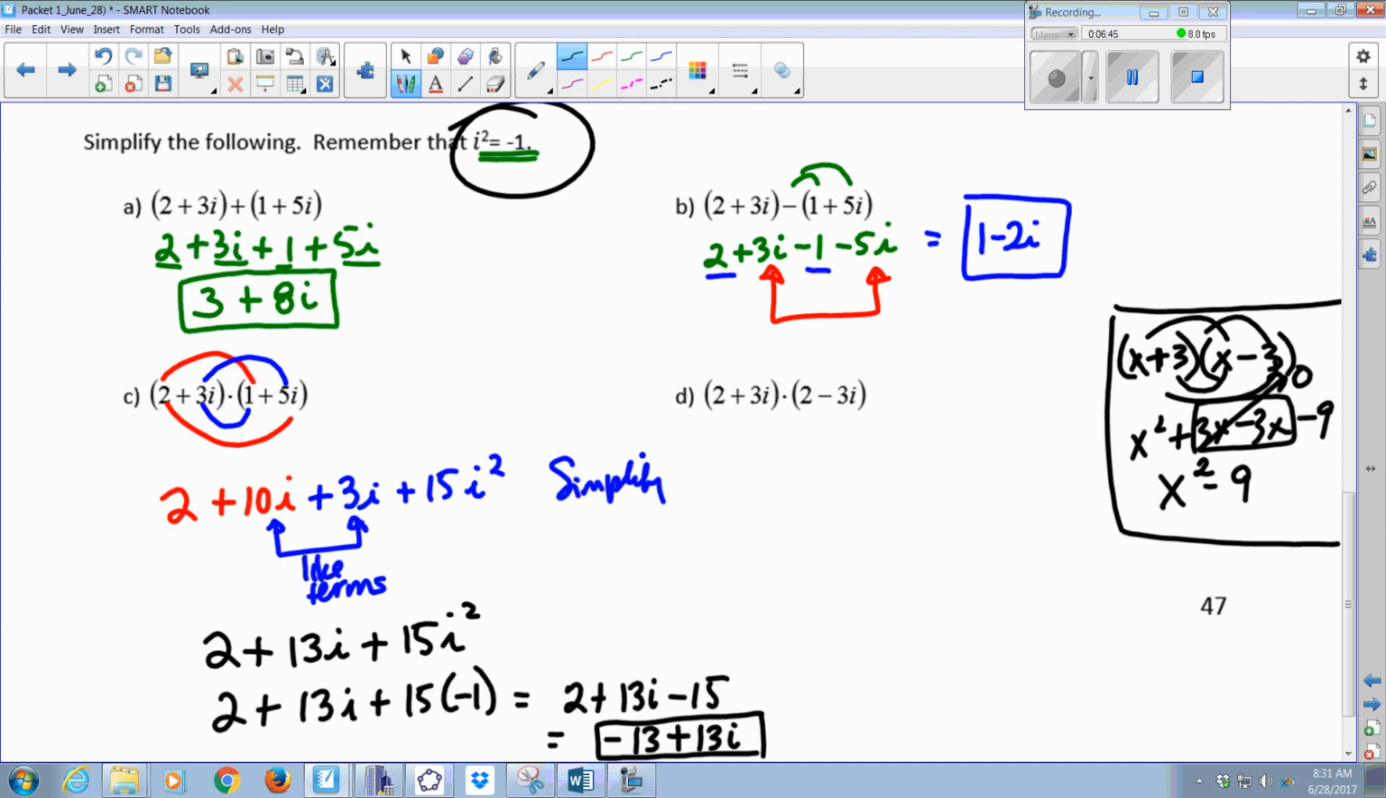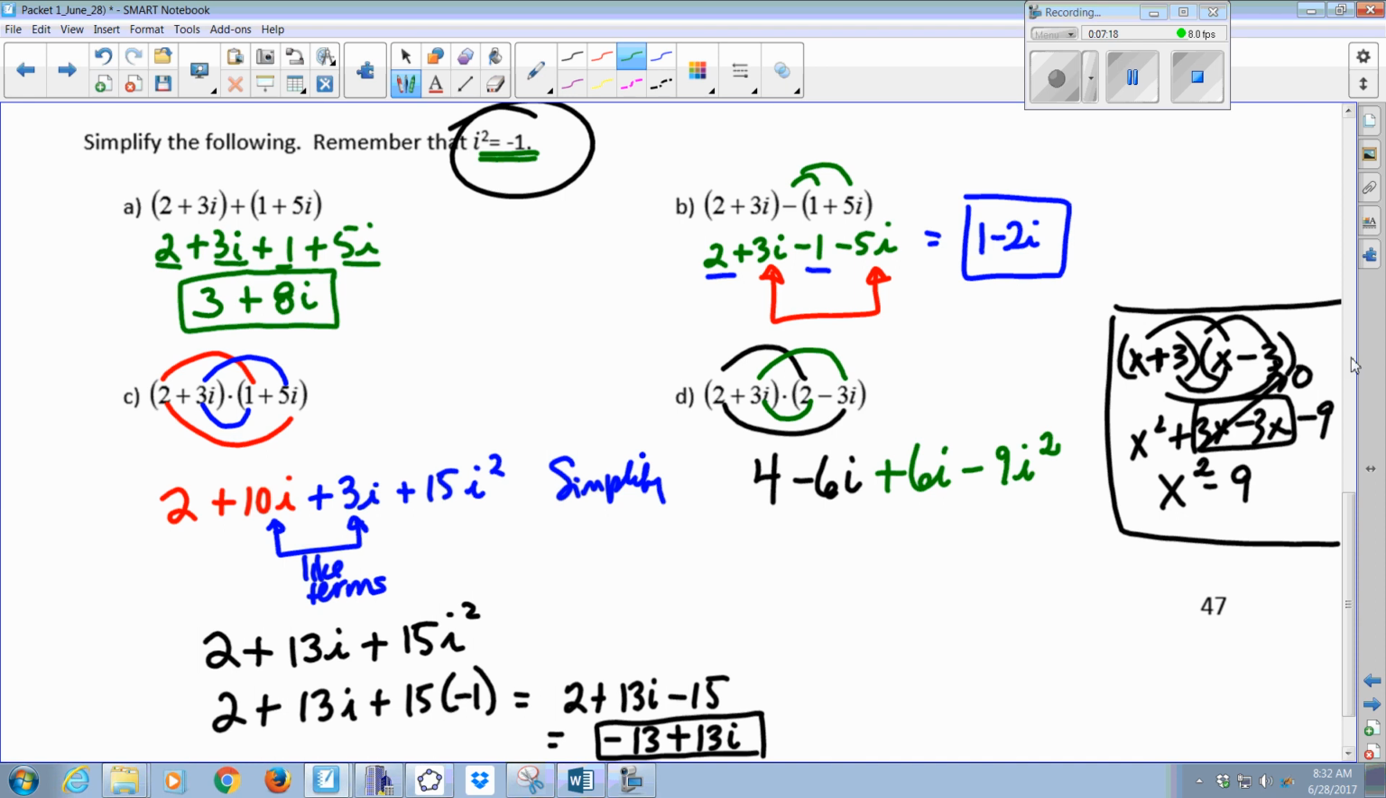Okay, so let's take a look at D. Maybe something similar happens in D. We'll see. So 2 times 2 gives me 4, and 2 times minus 3i gives me minus 6i. So I'm done with distributing my 2. Now let's distribute the 3i. 3i times 2 is a plus 6i, and 3i times minus 3i is minus 9i squared.